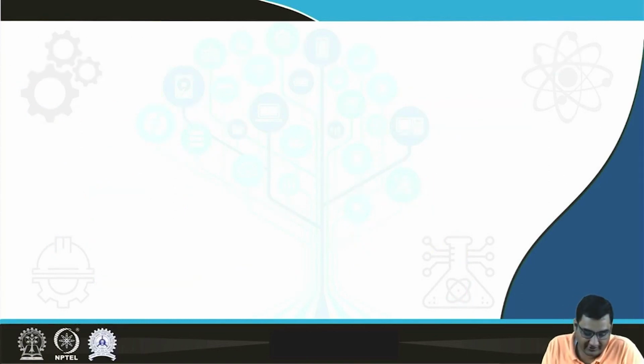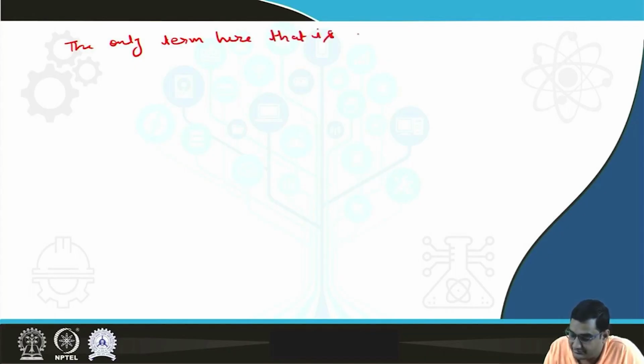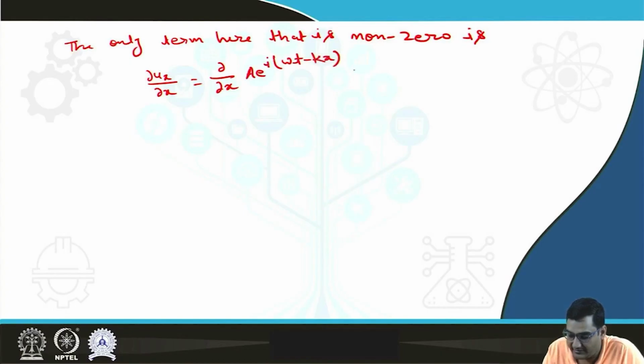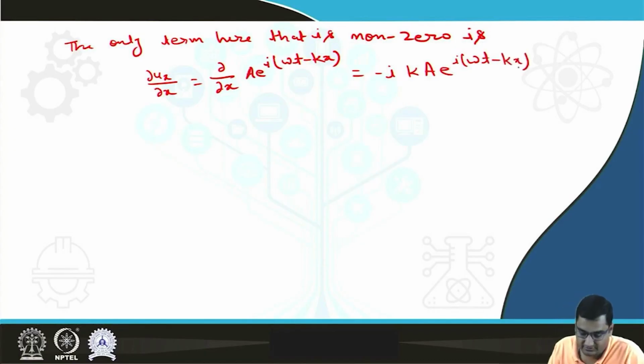So there is only one non-zero term here, so del Ux by del x is equal to del by del x of A e to the power iota omega t minus kx, that we need to solve, and this will become minus iota k A e to the power iota omega t minus kx.